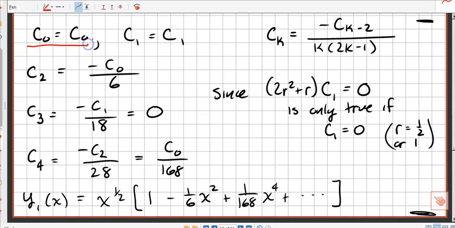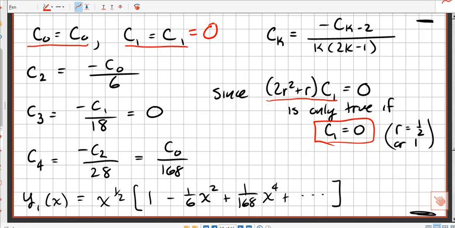Okay, so we start by just saying c sub 0 is c sub 0, and c sub 1 is c sub 1. But with c sub 1, we do have the case that 2 times r squared plus r, times c sub 1, equals 0 if you look back to our summation equation. Now 2r squared plus r is never going to equal 0, right? Because if r is a half, you can plug that in there and you get a half plus a half, you get 1. So the only way that's going to equal 0 is if c sub 1 equals 0, which means we've got to set c sub 1 equal to 0.